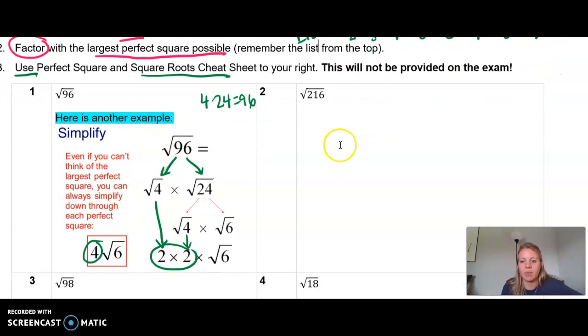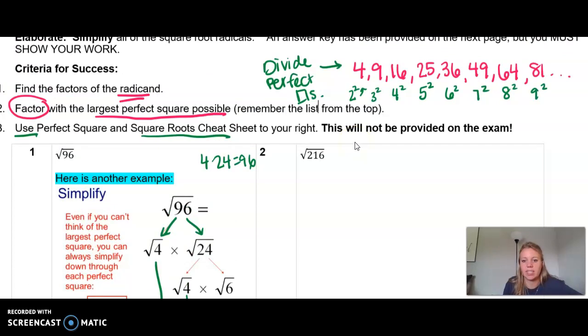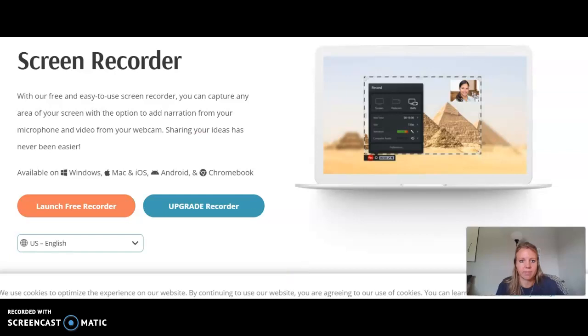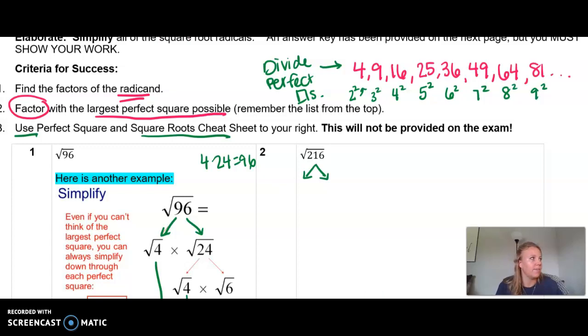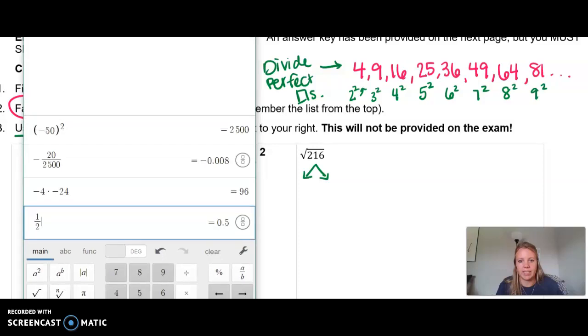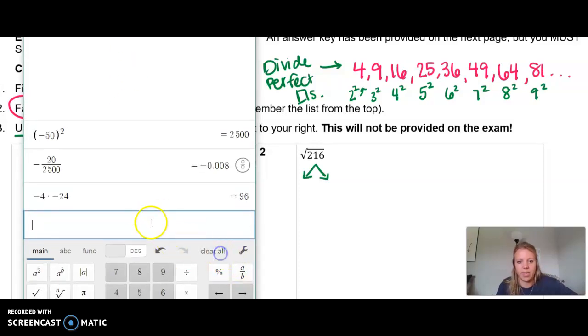So let's look at this second one, the square root of 216. Well, I've got to think of some things I can divide by. So I'm just going to go down the list. And I'm going to be using my calculator. So let me see if I can pull it up real quick. Here it comes. All right. Let's try to divide this number by some of the things. So let's clear this out.